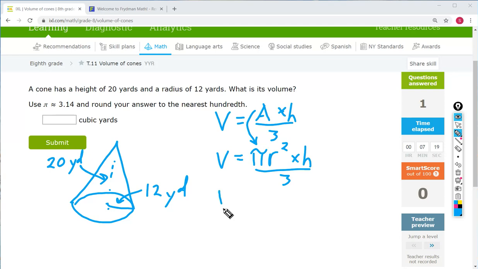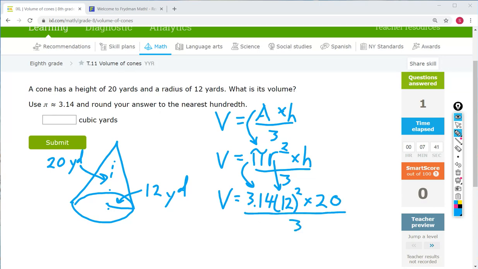Now let's go ahead and plug all the numbers in. So we're going to use 3.14 for pi. For the radius, we're going to use 12. And then we're going to square that. Don't forget to put the exponent of 2 there. Multiplied by the height, which is 20, and then divide that all by 3.